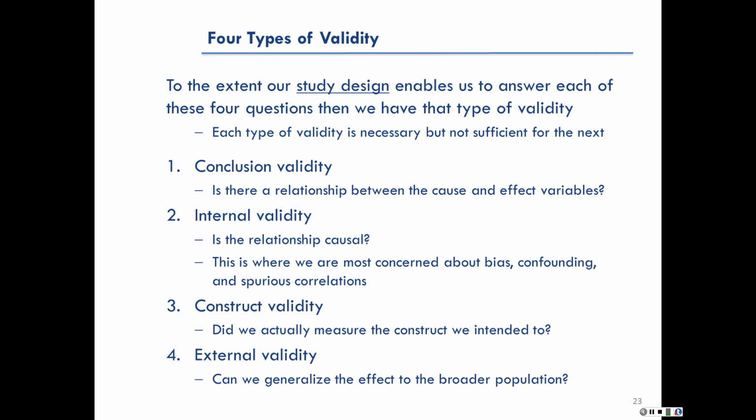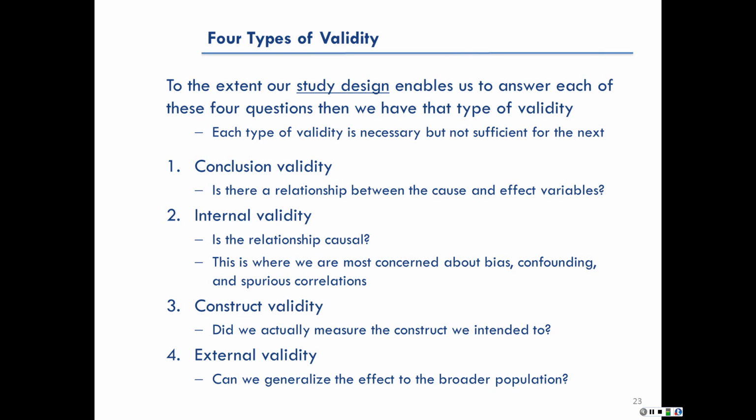The second type of validity is internal validity, and this is probably the type of validity that you hear discussed the most in research. To the extent that this exists, we are able to answer the question of whether the relationship between the dependent and independent variable is causal. So an internally valid study is one where we can determine whether or not the relationship between the independent variables and dependent variables is a causal relationship. And here, this is where we're most concerned about issues of bias, confounding, and spurious correlations.